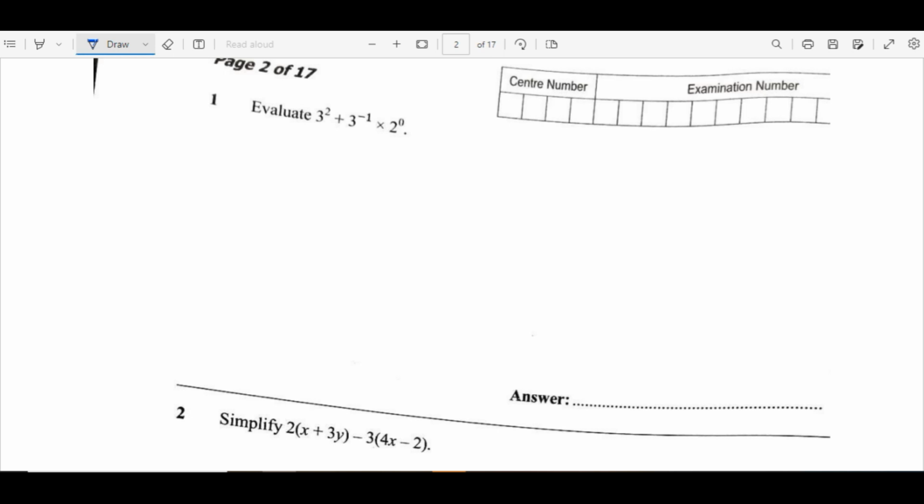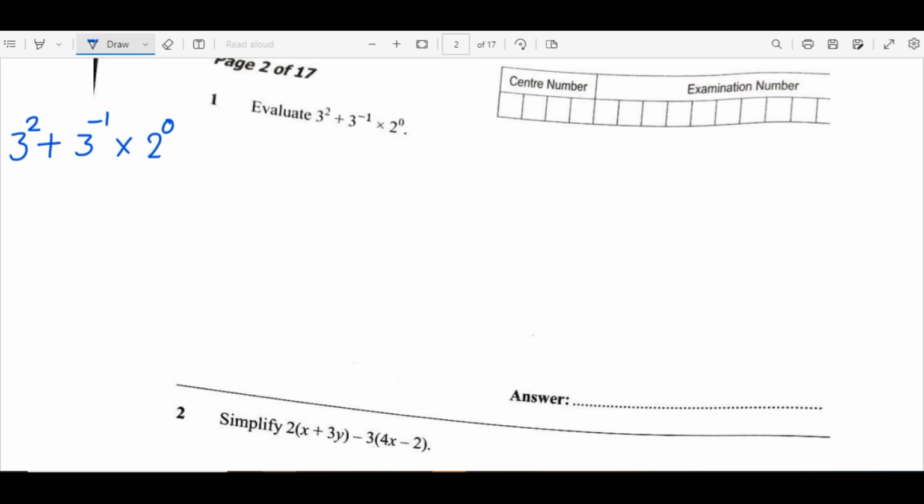Evaluate 3 squared plus 3 raised to the power negative 1 times 2 raised to the power 0. Okay, so to evaluate simply means to find the numerical value. So we need to find the actual number from here.